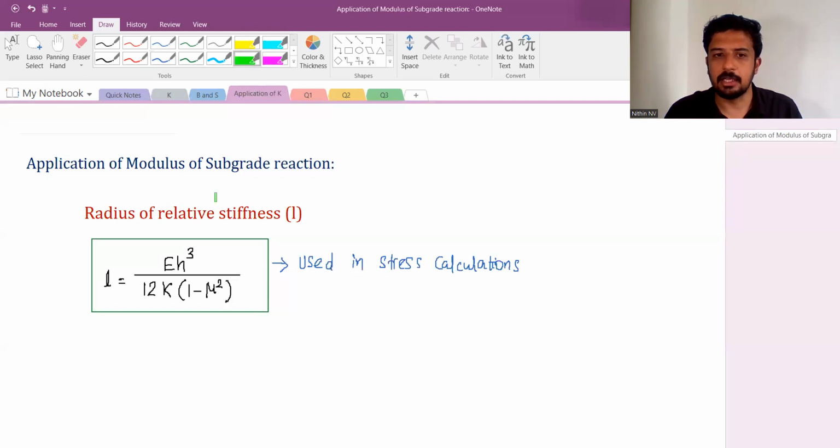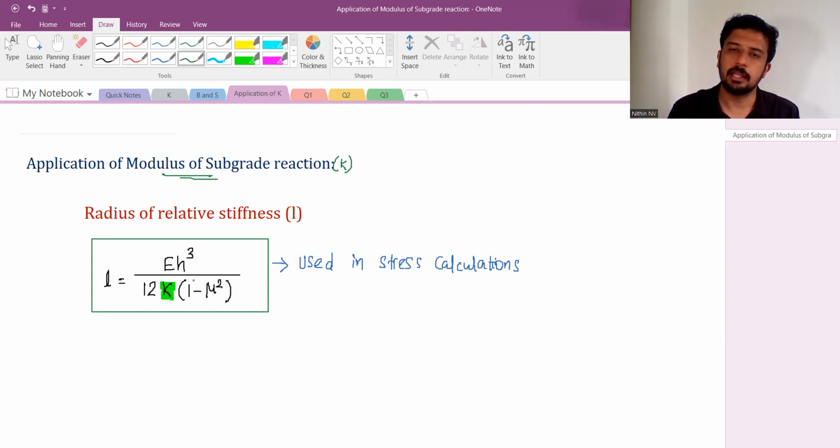Now, in this equation of radius of relative stiffness, you can see the term K here, right? E H cube divided by 12 K into 1 minus mu square. So this K is nothing but our modulus of subgrade reaction. Generally, we use the letter K to denote this term. Now, the other terms I'm not explaining now; later, we can make a separate video. So just understand the application before studying something. So this K is nothing but the modulus of subgrade reaction.